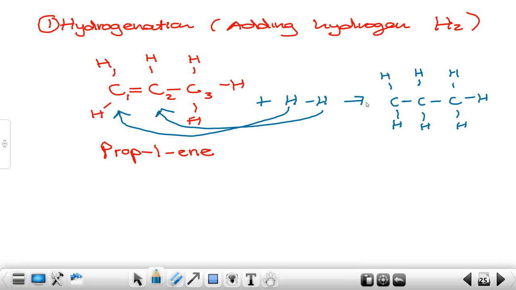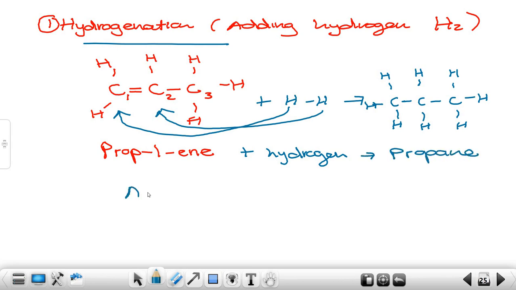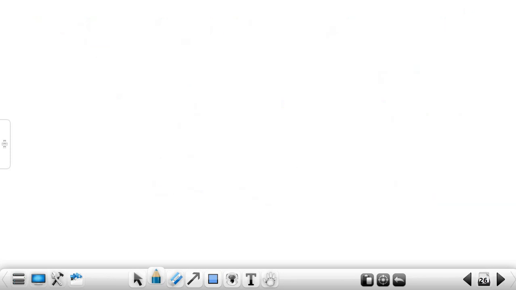So once again, what happened? To propene, we added hydrogen in hydrogenation, and it formed propane. So an alkene plus hydrogen will always give you an alkane. Let's move on now to the second one. The second one was hydration.